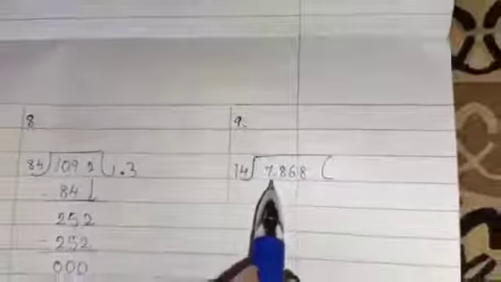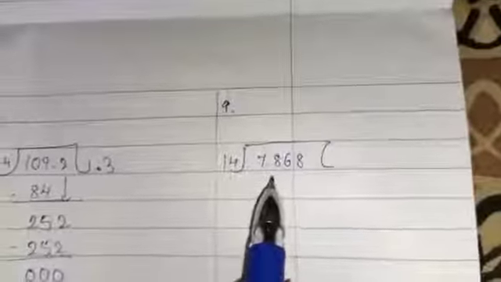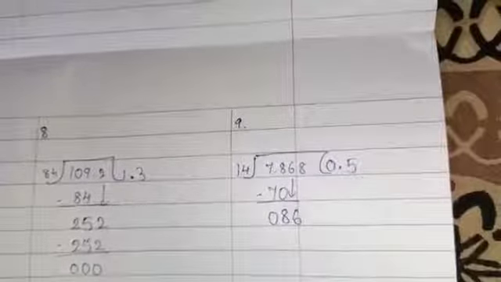Okay. Now we will go to number 9. The question is 7.868 should be divided by 14. Okay. Now here in the 14 table, 7 is not coming. So we have to take 2 numbers together. But before that, this number is after the decimal point, so we have to take 0 and we have to put 1 decimal point. Okay. Now in the 14 table, 14 5s are 70, that is coming. So we'll take 70. 8 minus 0 will be 8. 7 minus 7 will give me 0. Now I'll take this 6 down.